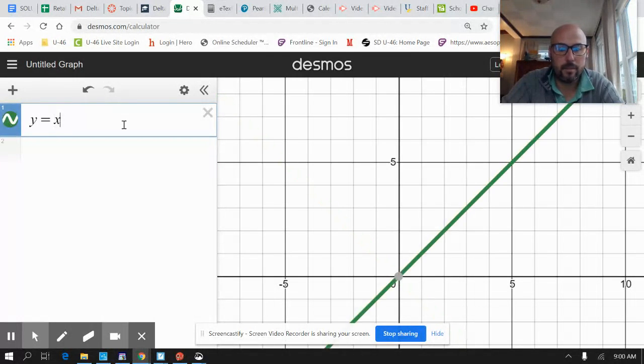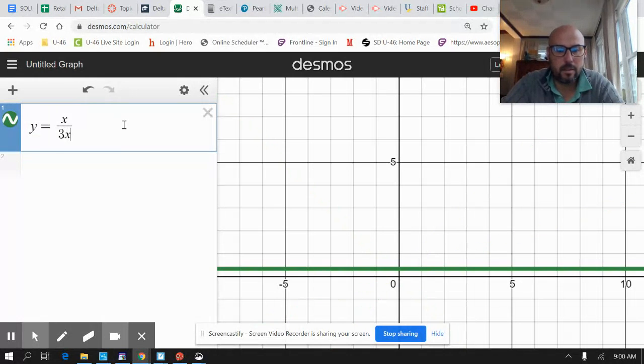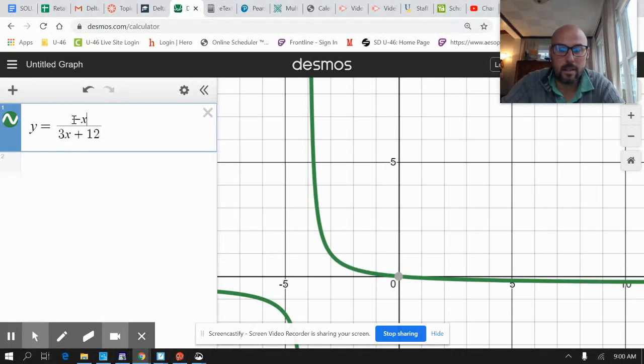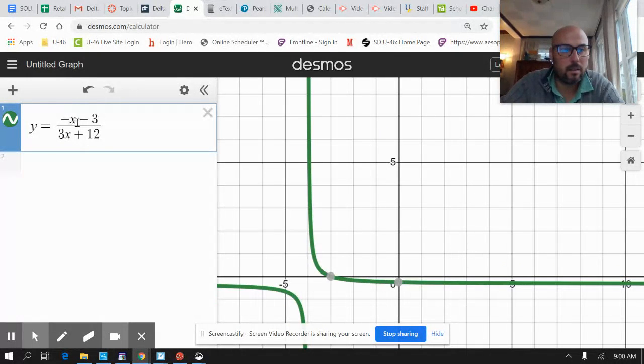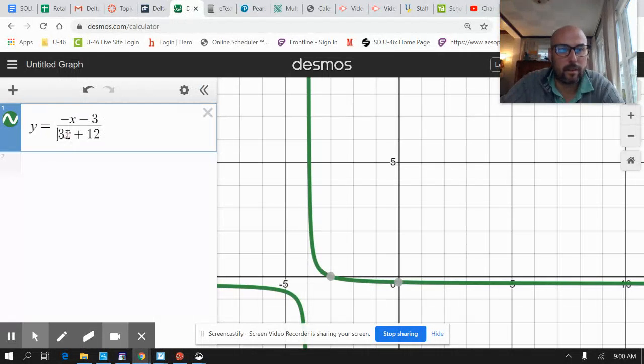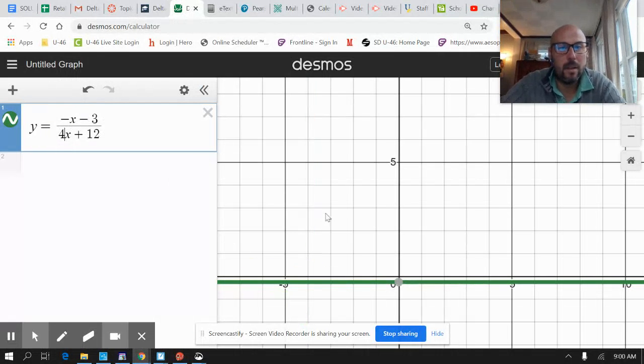Hold on a second. What was the denominator? 3x plus 12, I think. And the numerator was -x and then minus 3. No, that couldn't have been it. 4x plus 12. Oh, yeah. I should have thought that one through.